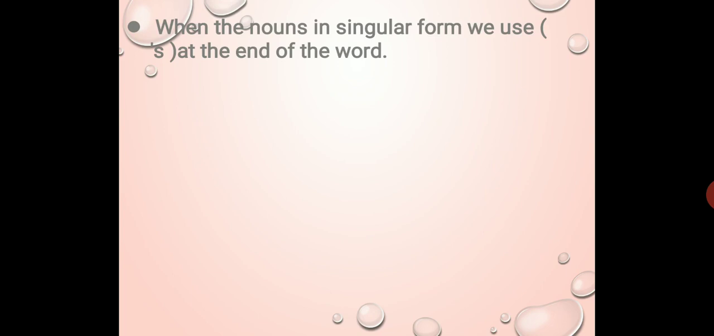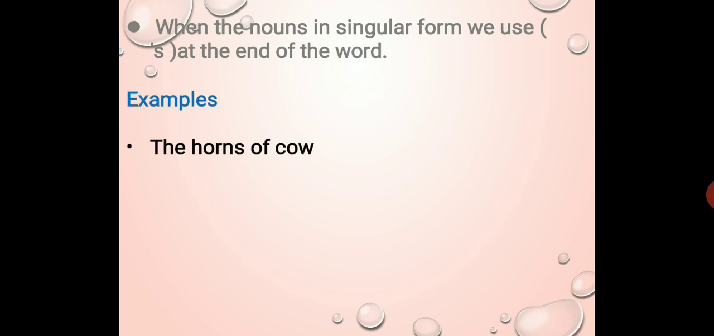The first rule is when the noun is in singular form, we use apostrophe s at the end of the word. Whenever we see the noun is in a singular form, then we use apostrophe s to show its possession. We just add both the apostrophe and s to show their possession. Okay? Just read the examples.